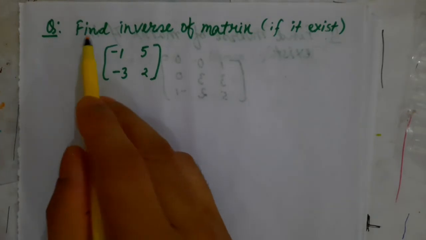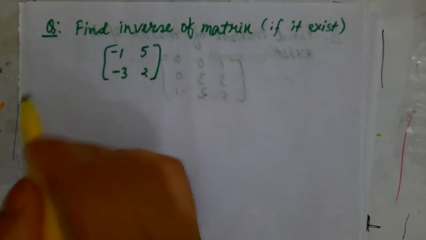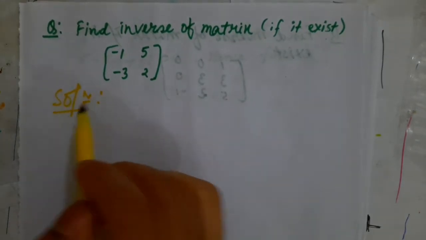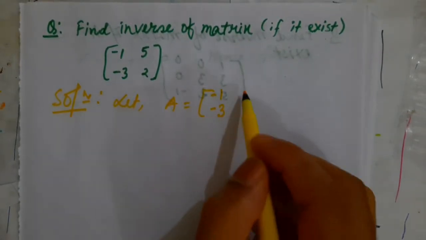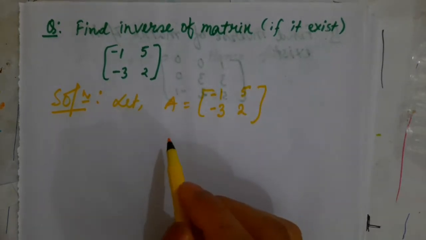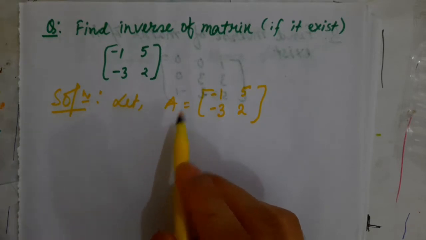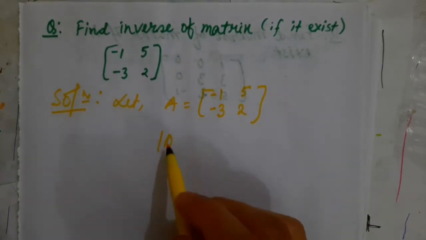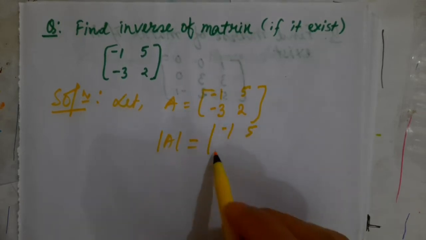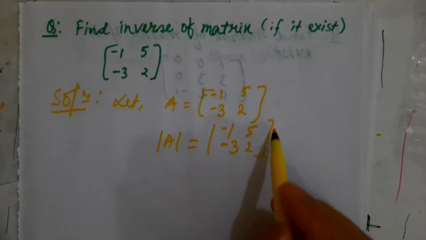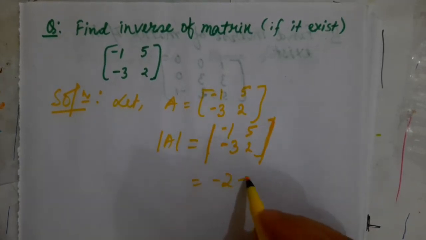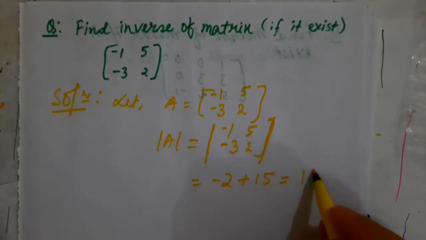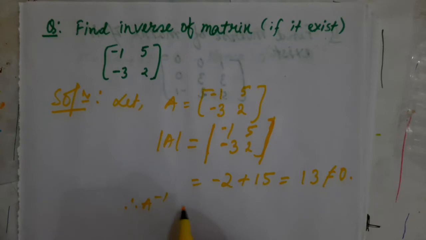Now we'll solve another numerical. Find the inverse of the matrix if it exists. Let A equal this matrix, minus 1, minus 3, 5, 2. First we check whether the inverse exists. For the inverse to exist, the determinant of A must be nonzero. Determinant of A is minus 1, 5, minus 3, 2, in the determinant symbol. It is minus 2 plus 15, that is 13, which is not equal to 0. Therefore A inverse exists.